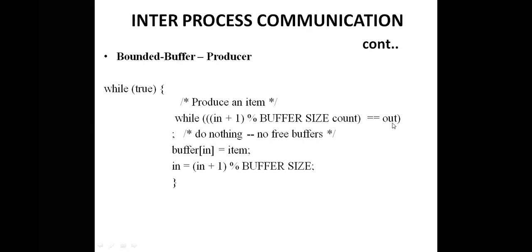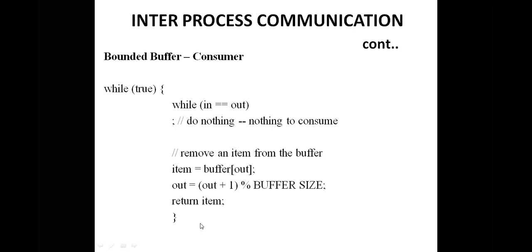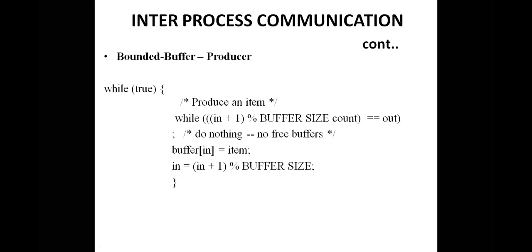0 equal to the out value, which is 0. So 0 equal to 0. That means the while condition is true. Whenever the while condition is true, what can the producer do? Do nothing. Why? Because the buffer is full. Likewise, we can keep 9 items in the buffer: buffer of 0, buffer of 1, buffer of 2, and so on. Okay, this is about the producer problem.